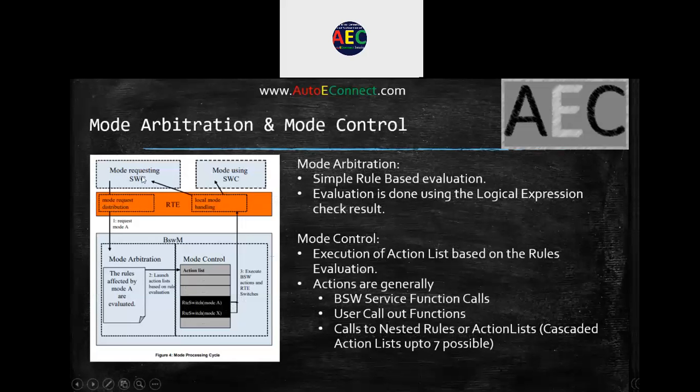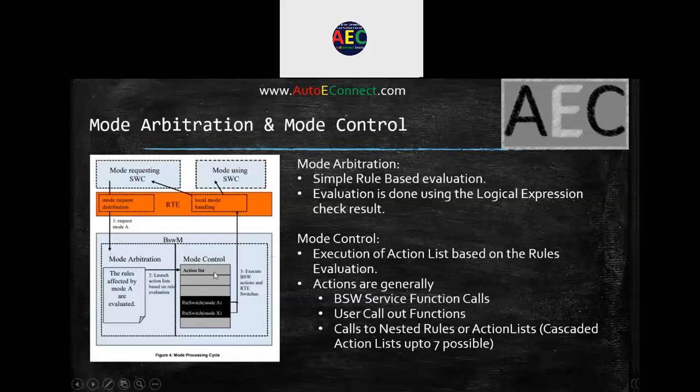If you look at this picture, there is a mode requesting software component above the RTE. This application module requests the BSW module to switch into a different mode. It can be an RTE related mode or a BSW mode. Once this mode request comes, based on the request processing method we have chosen, either deferred, immediate or forced immediate, the arbitration will be executed. Rules checking is about the logical expression validation.